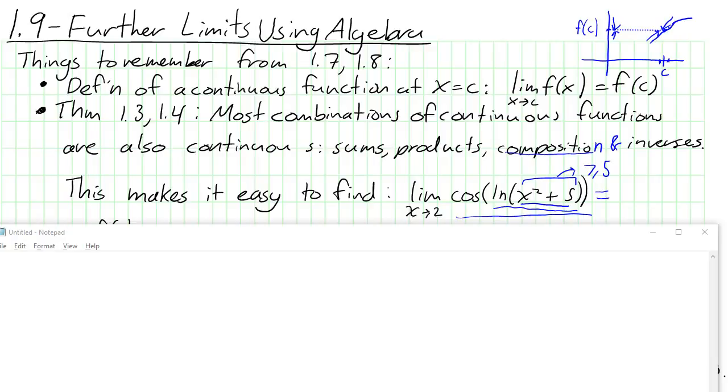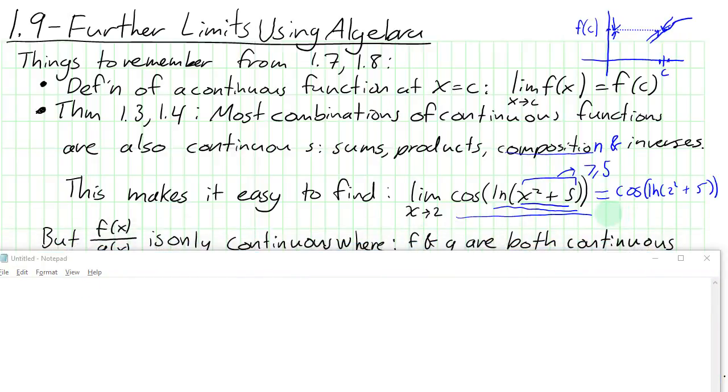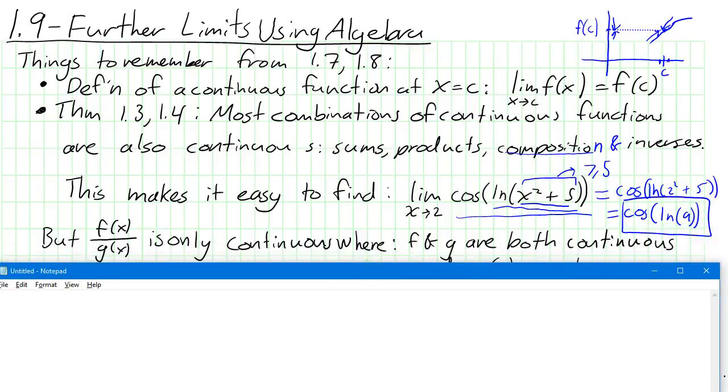So in this case, that means the result is just the same as cosine of natural log of 2 squared plus 5. And I don't know how to evaluate that other than to just say that it's equal to cosine of ln of 9. You can evaluate that with a calculator if you want to, but we're not going to.